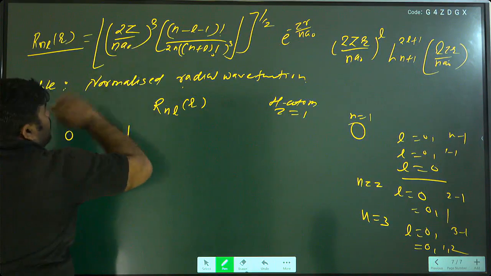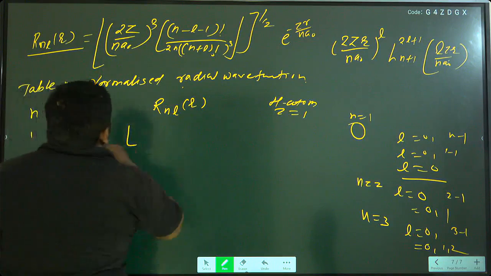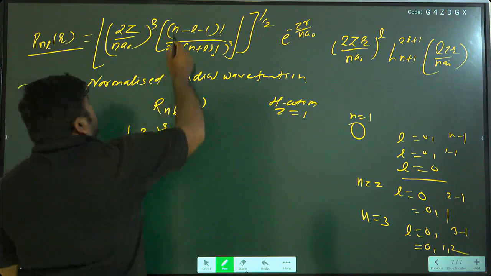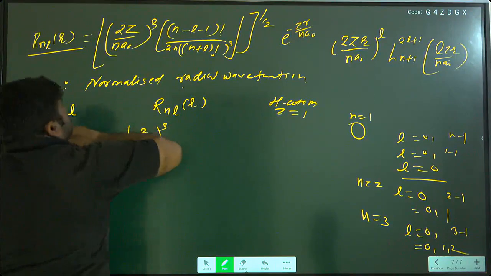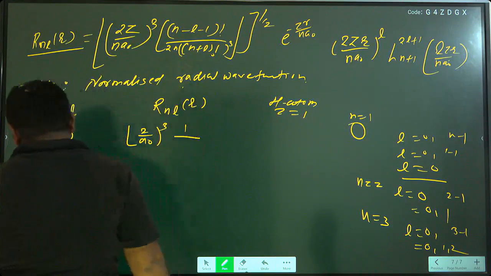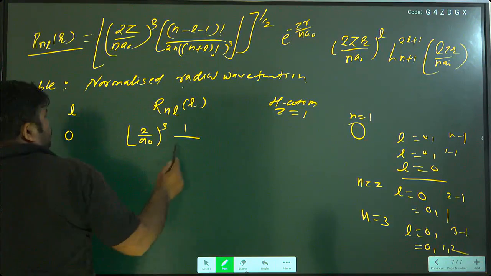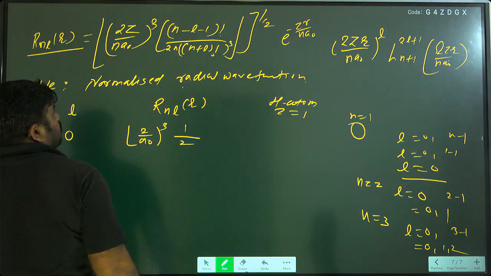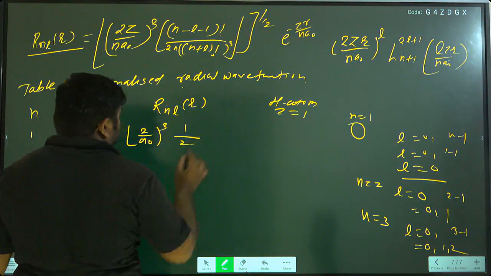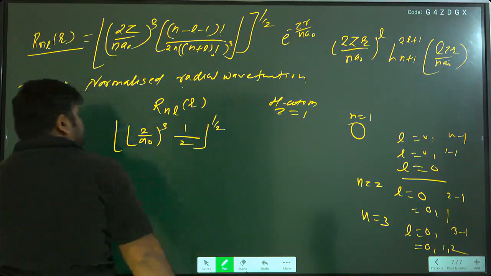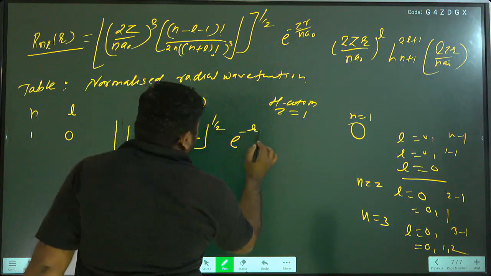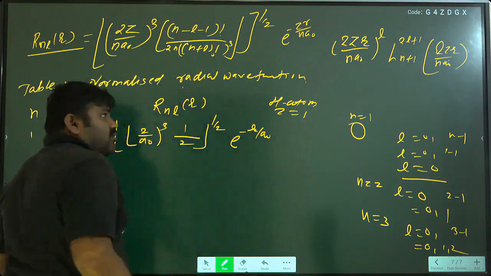2, Z is equal to 1, n is equal to 1, a naught means 2 upon a naught bracket is to cube into n is equal to 1 minus 0 minus 1 plus 1 minus 1 get cancel, 0 factorial is nothing but 1 upon 2n is 2, okay, 2 n plus L bracket complete factorial, n is equal to 1, L is equal to 0, 0 plus 1 bracket is to cube is 1, bracket complete raised to 1 by 2, okay, into e to the power, yes, Z is equal to 1, n is equal to 1, I mean this is r upon a naught, simply L to the power 0, L to the power 0 means 1.